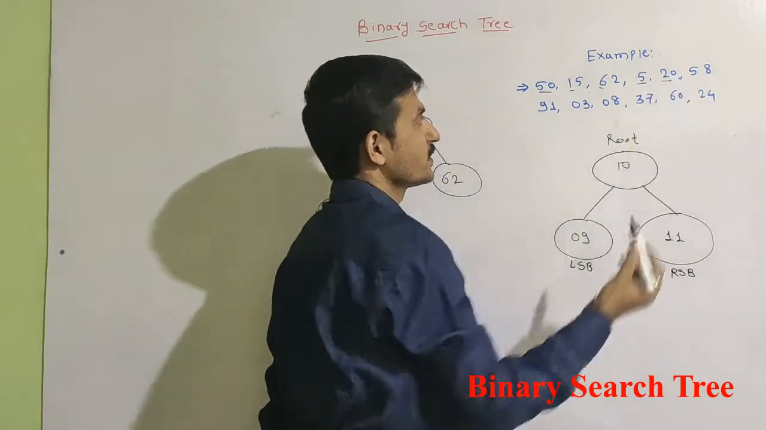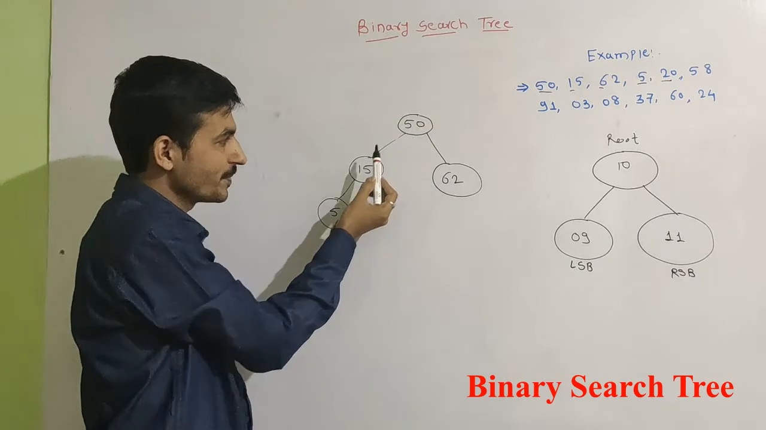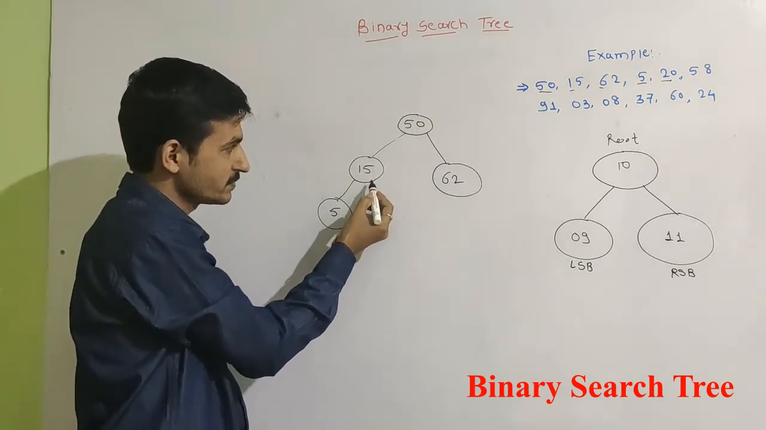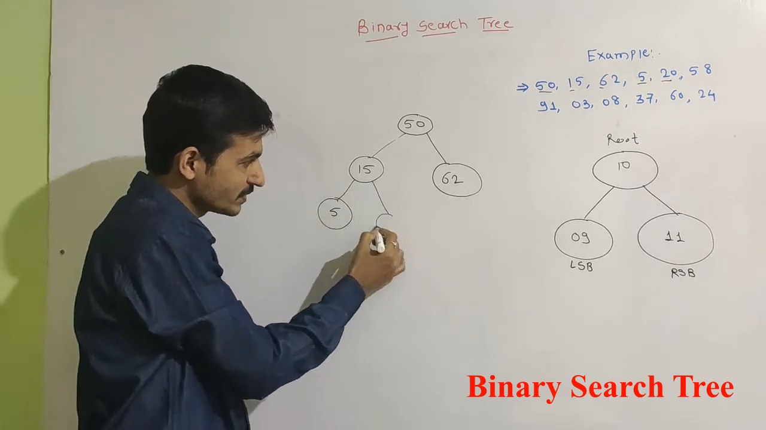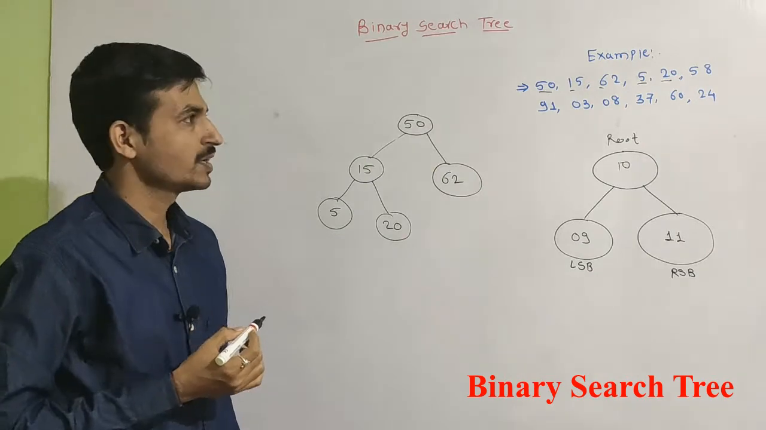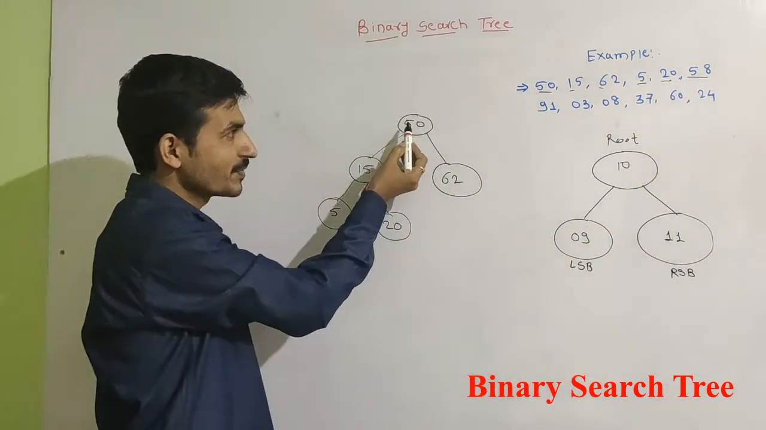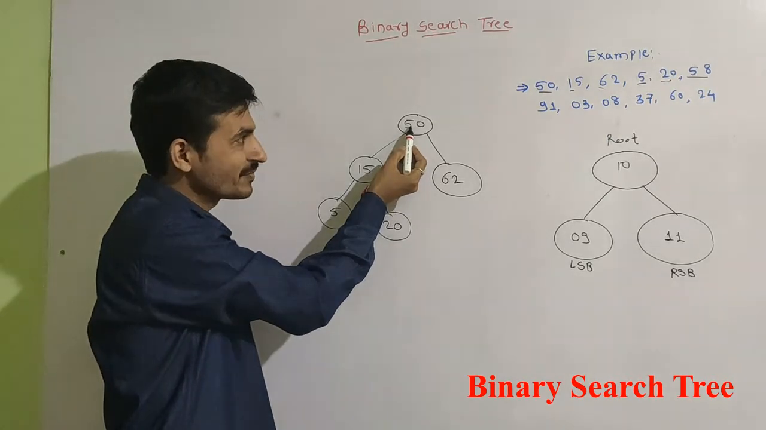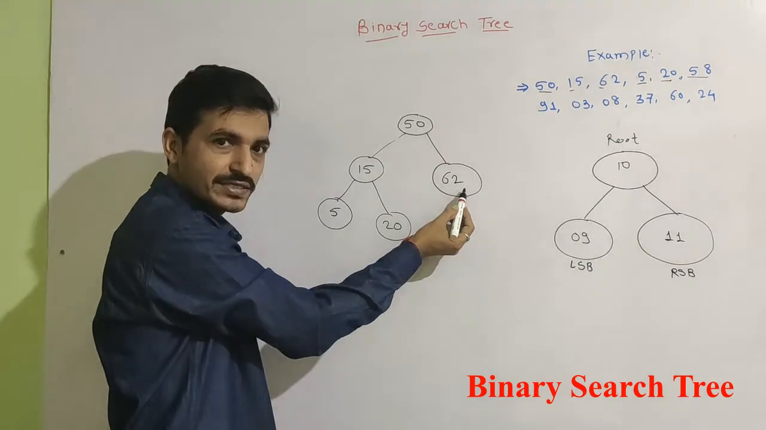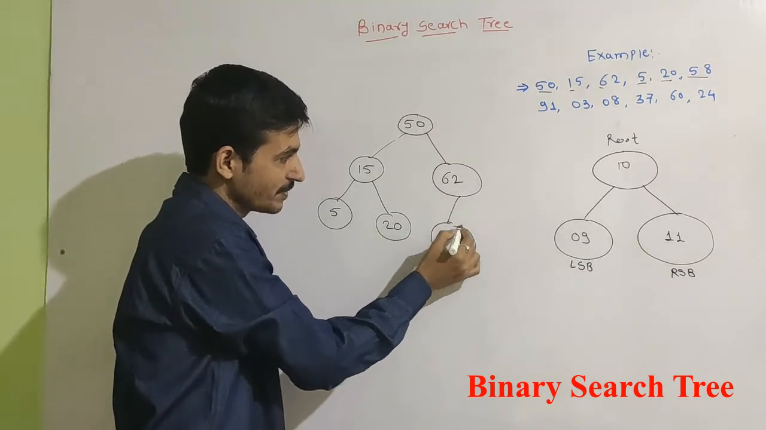Next element is 20. 20 is compared with the parent 50, which is less than the parent, so it will be in the left sub branch. Then it is greater than 15, so it will be added in the right sub branch. Coming to the next element, 58. 58 is compared with the parent, it is greater than 50, so it will be found in the right sub branch. But it is less than 62, so we'll attach that node into the left sub branch of 62.